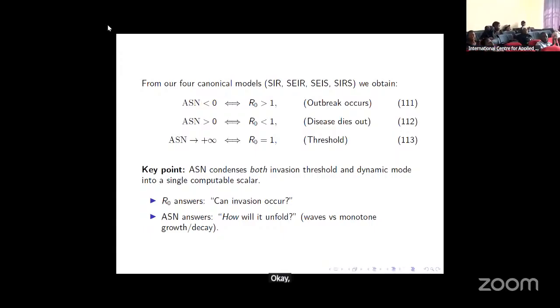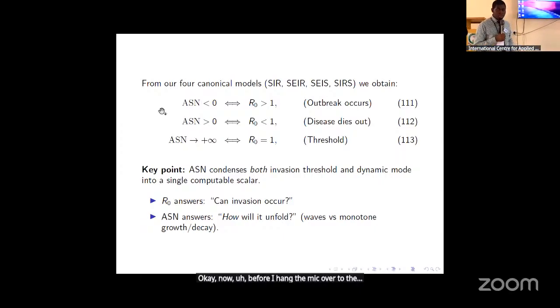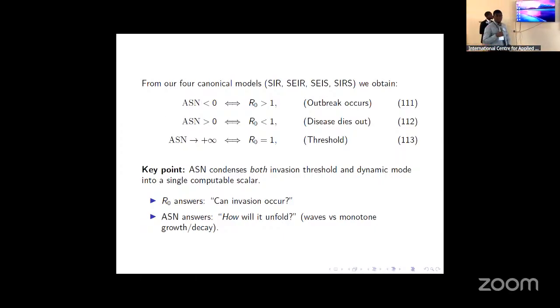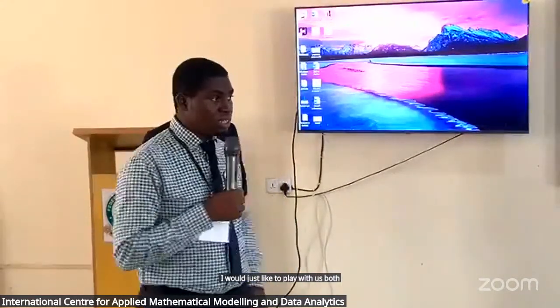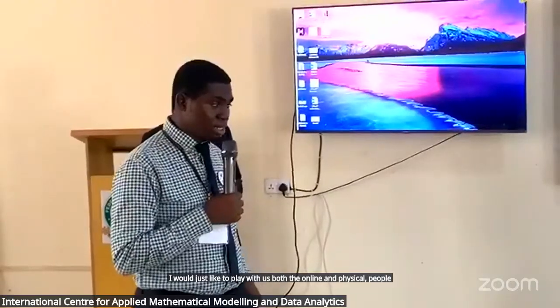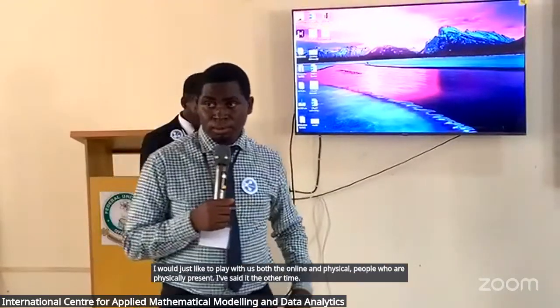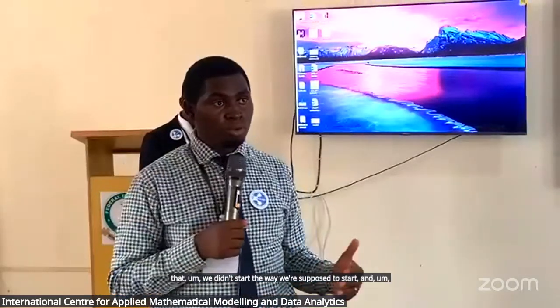Okay, now before I hand the mic over to our program moderator, I would just like to plead with us, both the online and the people who are physically present. I've said it the other time that we didn't start the way we were supposed to start, and we were waiting for many of us. So for that, you can see that our time is obviously not at what it should be, based on what we have on the timetable.